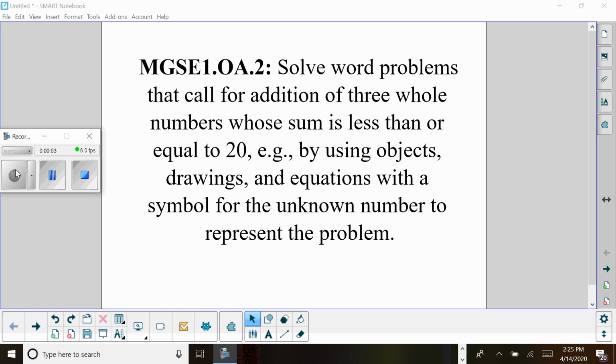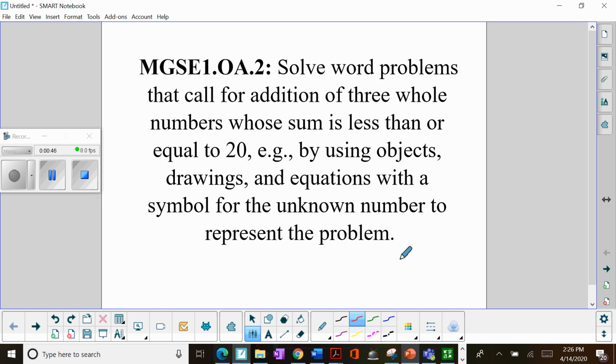Okay, we are working on solving word problems where we have to add three whole numbers, and when we add them together, their sum, or the answer that we get, has to be less than or equal to 20. We can use objects, like the little counters that we had at school. If you're at home, you could use pennies, or little cubes. Or by doing drawings or equations, which means, in this case, you're only using the plus sign with the symbol for the unknown number to represent the problem.